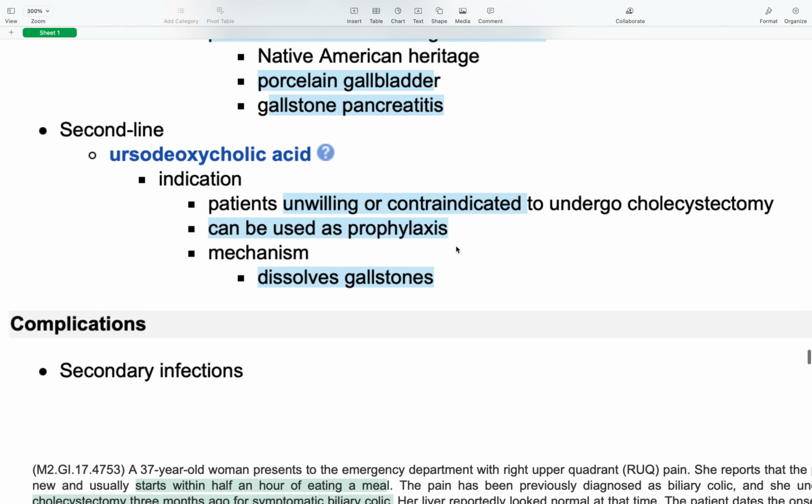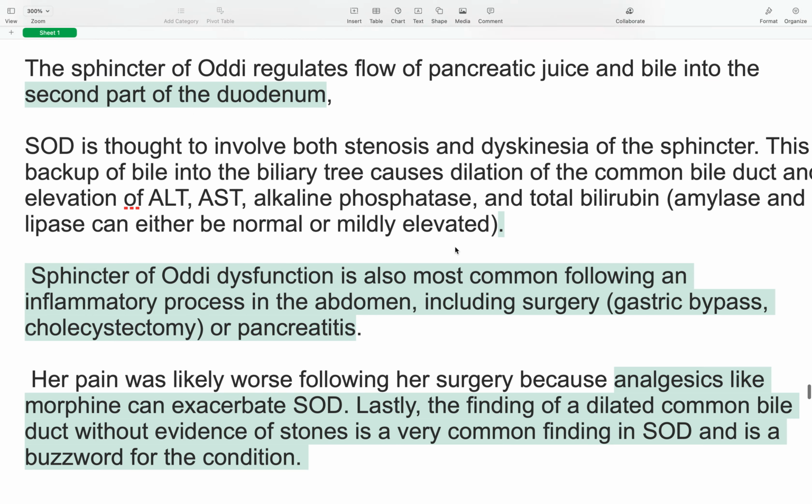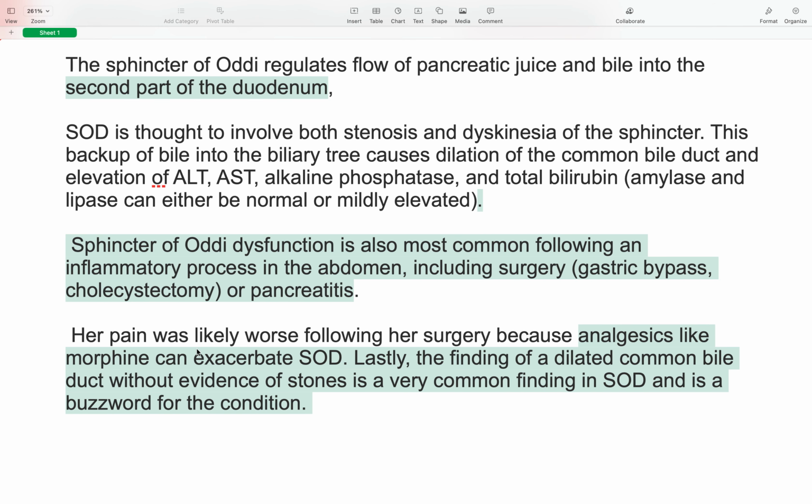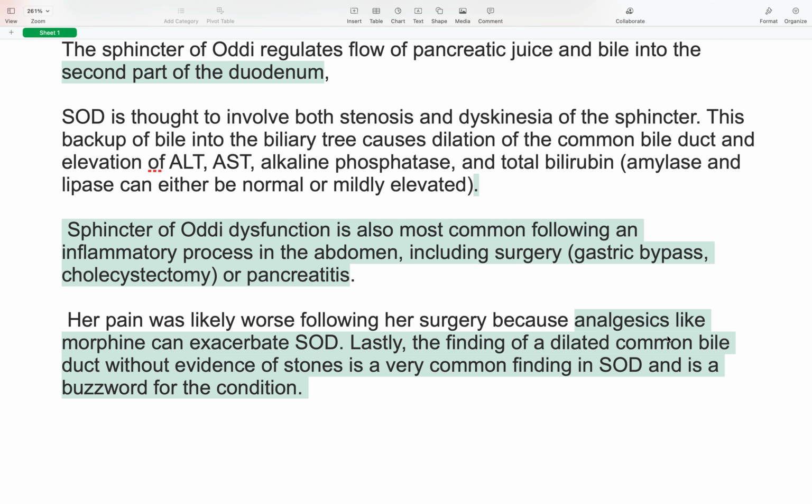Sphincter of Oddi dysfunction is also most common following an inflammatory process in the abdomen, including surgery, gastric bypass, cholecystectomy, or pancreatitis. So this can happen anytime following surgery or pancreatitis. Now her main pain was likely worse following her surgery because analgesics like morphine can exacerbate sphincter of Oddi dysfunction. This is very high yield.